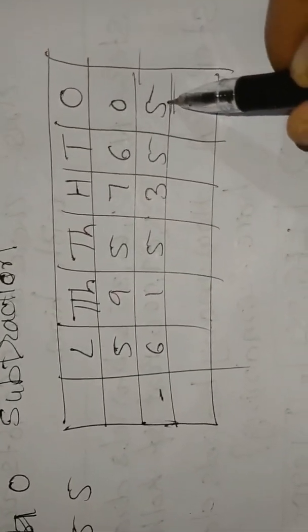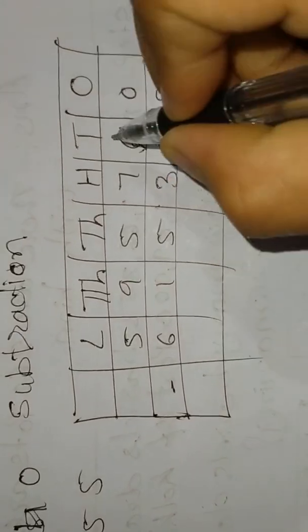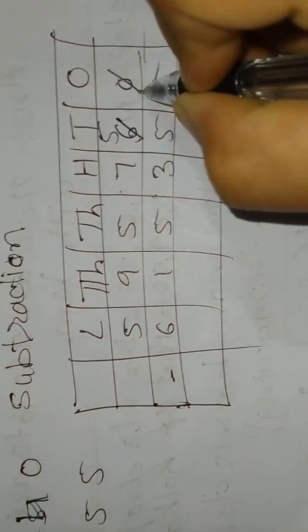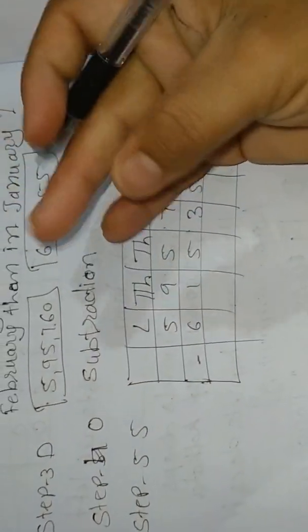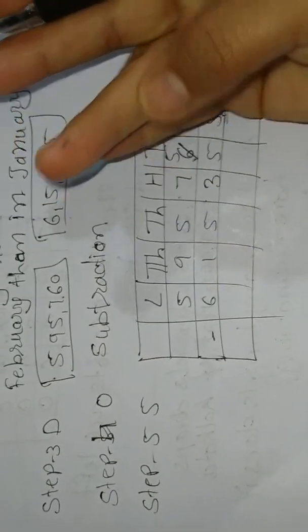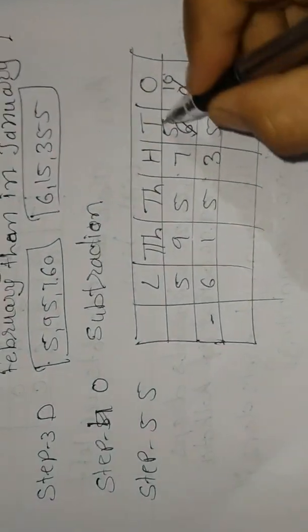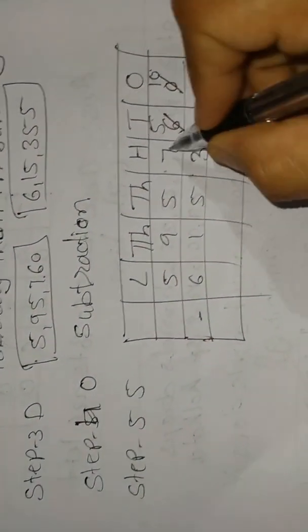Now students, 0 minus 5 is not possible. Cut 6, write here 5. Cut 0, write here 10. 10 minus 5, count 10 on your finger. 1, 2, 3, 4, 5, 6, 7, 8, 9, 10. Cut 5. 1, 2, 3, 4, 5. So the remaining number is 5. So here we have to write 5. 5 minus 5, 0. 7 minus 3, 4.